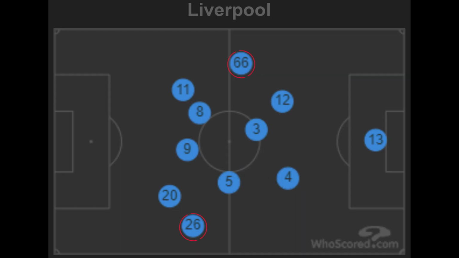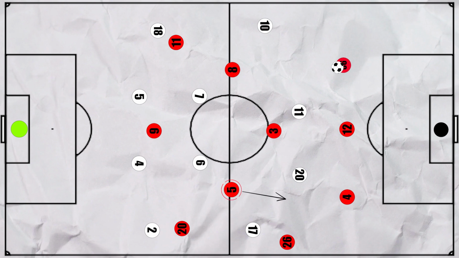So instead, Trent could tuck in to the right centre-back role on the build-up, and generally, he was much deeper than Robertson. However, Liverpool found the most success when Wijnaldum dropped into this left centre-back role, as this allowed them to form the overload on the left-hand side.